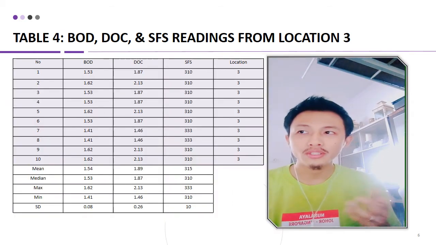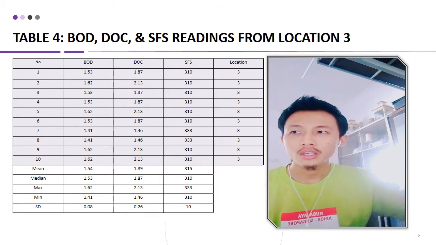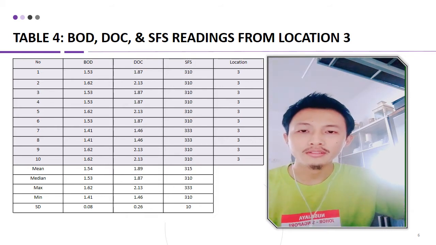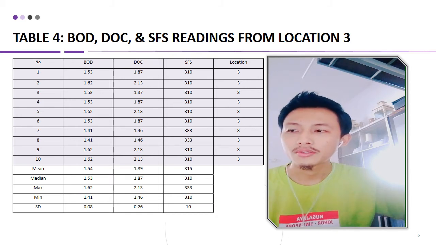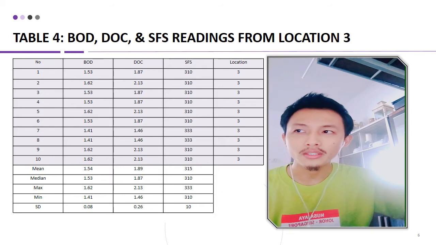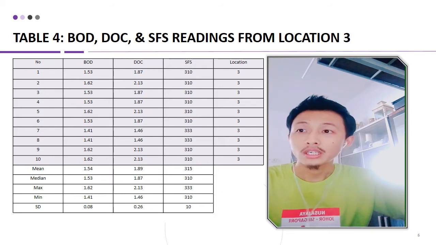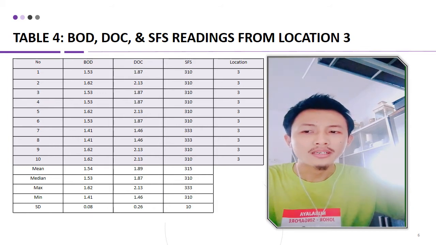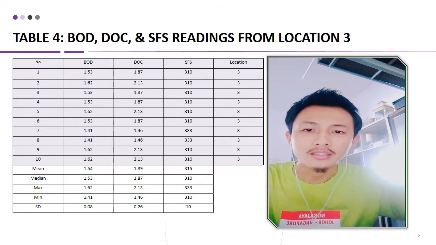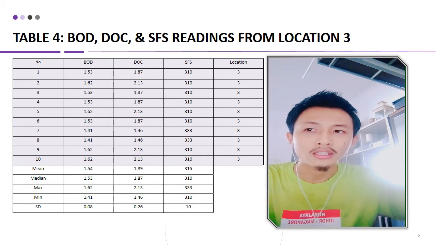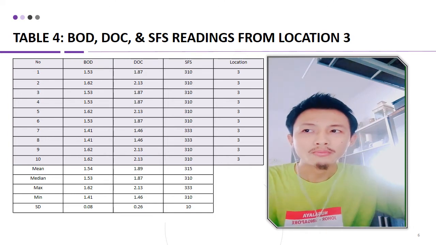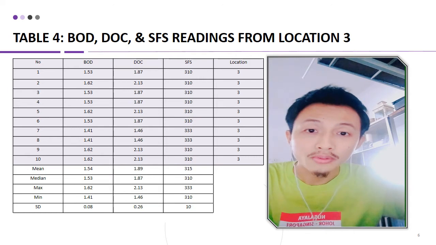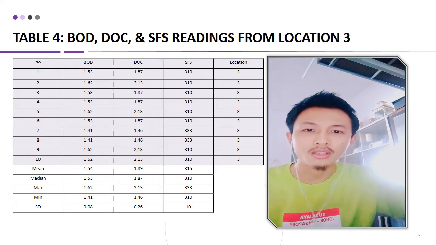Table number 4, BOD, DOC, and SFS reading from location number 3. From location number 3, I have 10 data. So the mean for the BOD is 1.54, the DOC is 1.89, and the SFS is 3.15. That brings us the standard deviation from the 10 data, which is 10 for SFS, which is very far from the mean, and this is not good data to interpret. But the standard deviation for BOD is 0.08 and for DOC is 0.26.